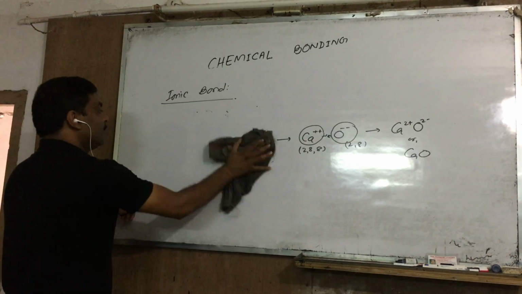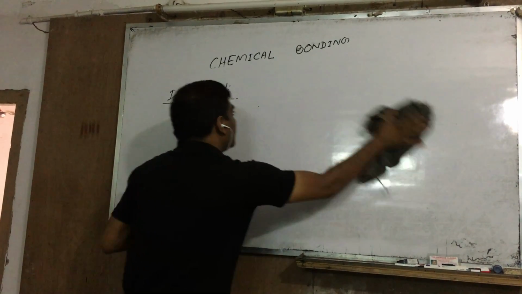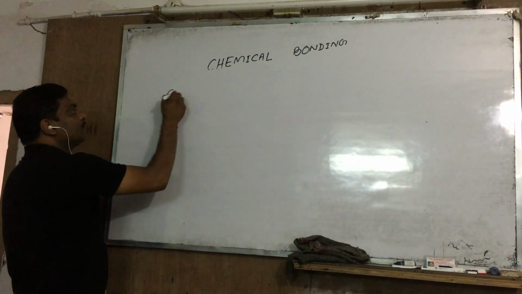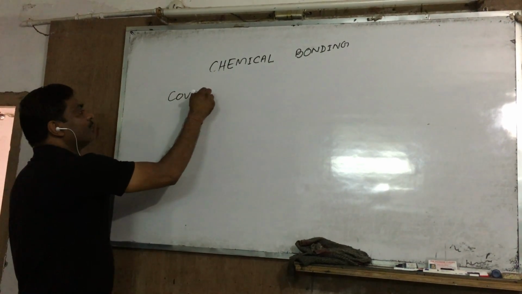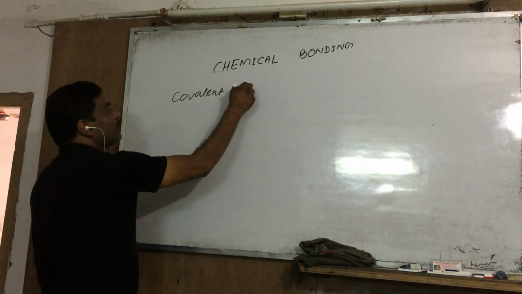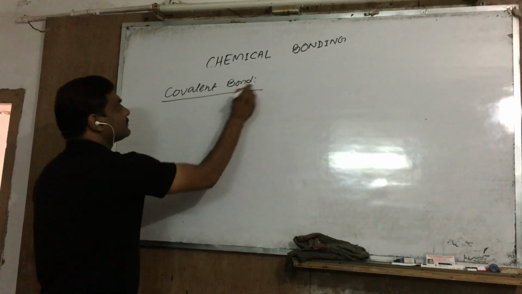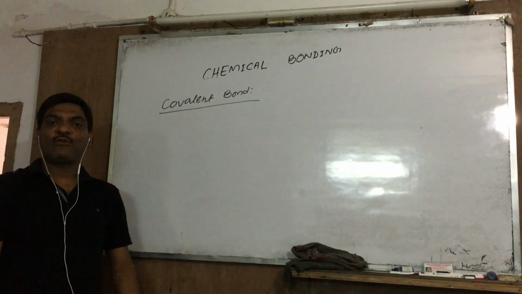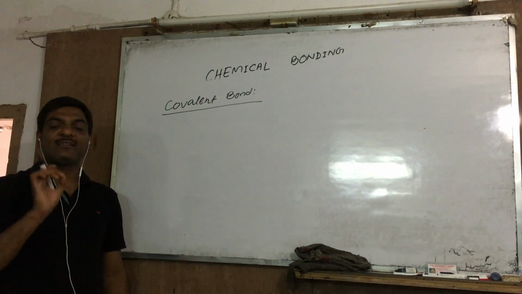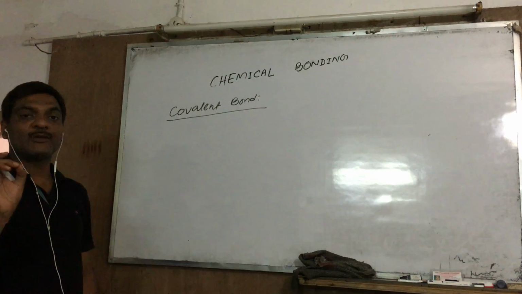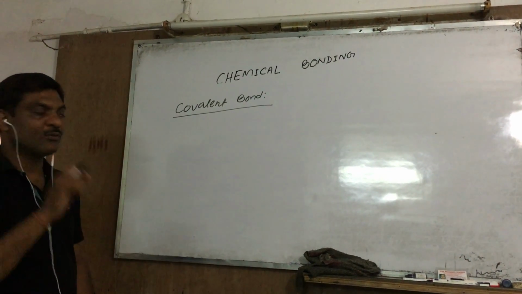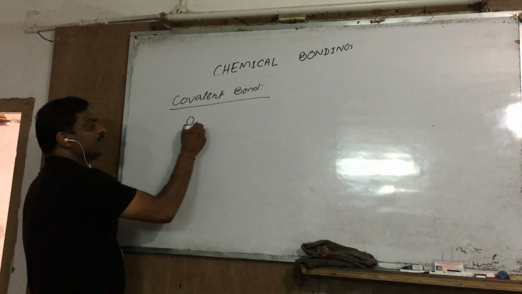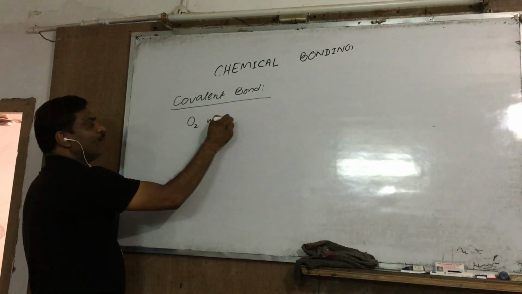Now, we are talking about the covalent bond. Covalent bond. It is a chemical bond which is formed due to the mutual sharing of electrons between two atoms. Suppose we are talking about the oxygen molecule, O2 molecule.